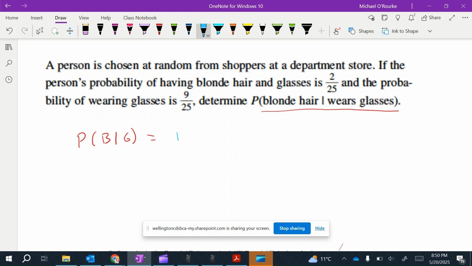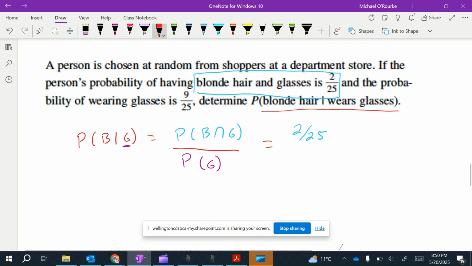So that equals the probability of blonde and glasses divided by the probability they wear glasses, which goes underneath here. The probability they are blonde and wear glasses is 2 over 25, divided by the probability they wear glasses, which is right here.